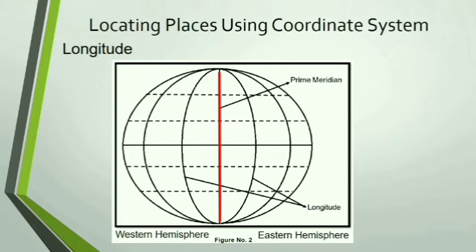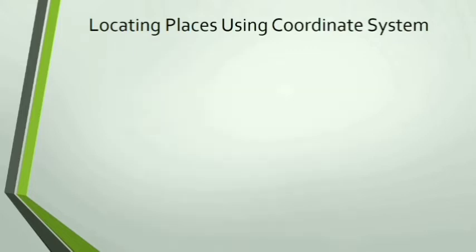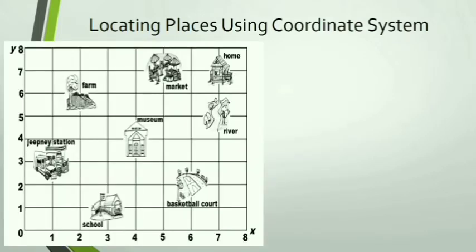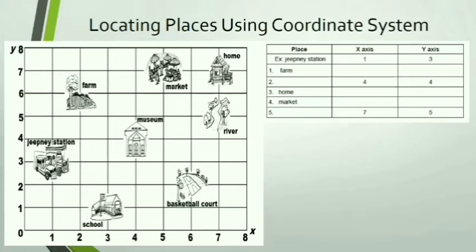Now let us practice locating places using a coordinate system x and y. In this figure below, we can say that our latitude is the x, the line horizontal, and then our longitude y, the line vertical. Now let's find out where is their x and y axis.